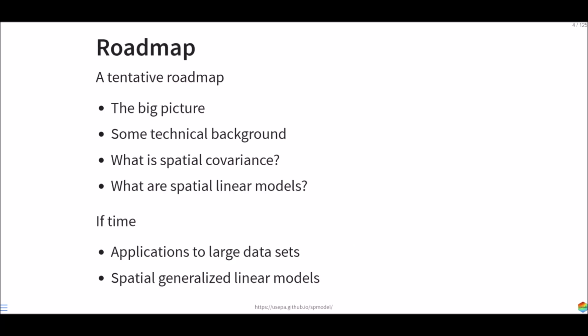A quick tentative roadmap for the talk today. I'll quickly talk about some big picture ideas about why spatial models, specifically for spatial data, are worth learning about. And then we'll dive into a little bit of technical background that will motivate our main discussions about what is spatial covariance and then what are spatial linear models. And then if there's time, we'll also talk about some applications to large data sets as well as spatial generalized linear models too. So some fun stuff.